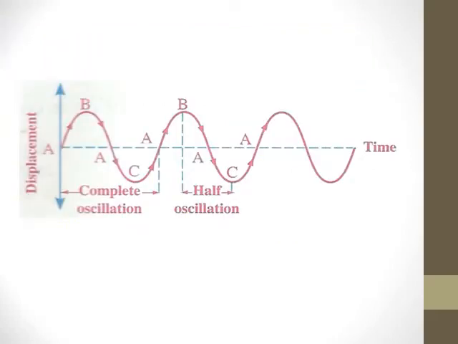Look at this figure. The displacement from A to B is the first amplitude. From B to its rest position again, A is the second amplitude. From A to C is the third amplitude, and finally from C to A is the amplitude number 4. Now you have 4 amplitudes, so you have 1 complete oscillation.